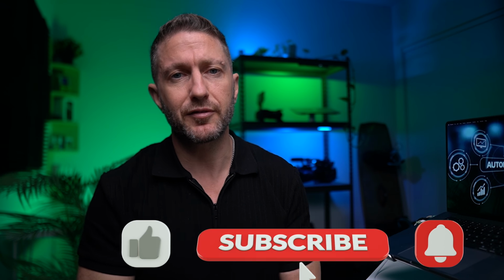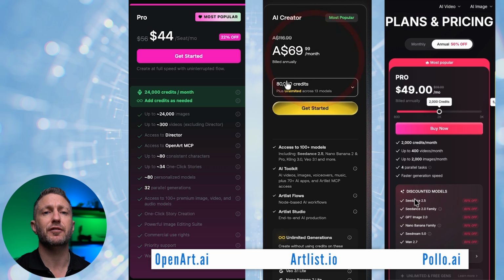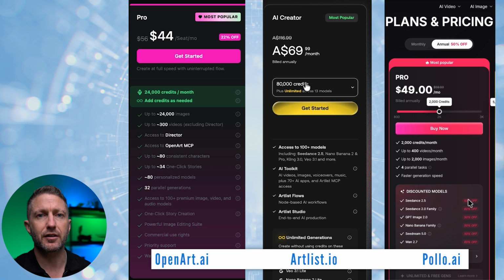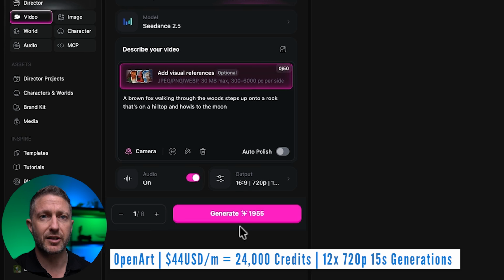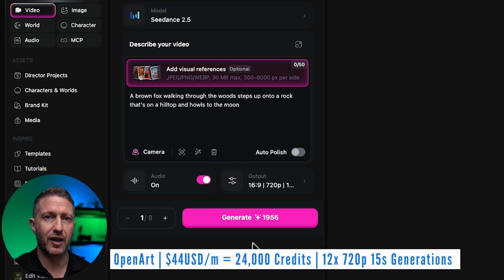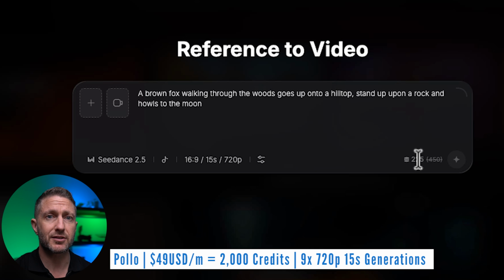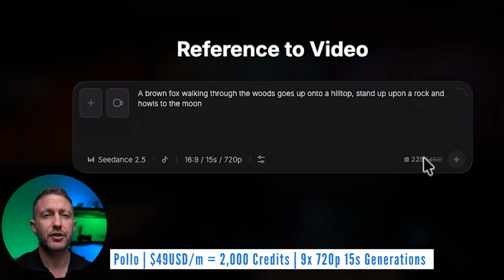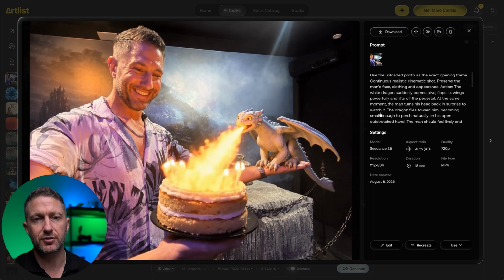I checked several of the more established platforms using roughly the same benchmark. So for around $50 per month, it currently gets you roughly 8 to 12 15-second Seedance 2.5 generations at 720p. OpenArt works out roughly at 12 generations of that. Artlist comes in at around about 11. And with Pollo AI's current discounted Seedance pricing, you're looking at roughly 7. That's not really much if you're experimenting and regenerating shots several times.